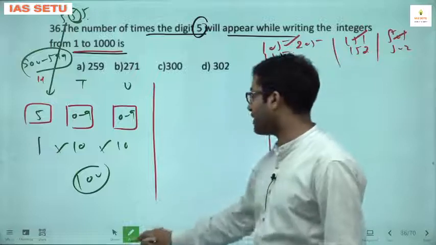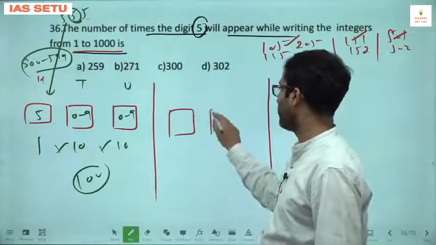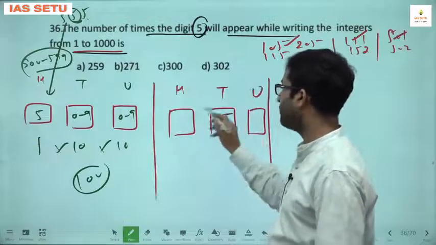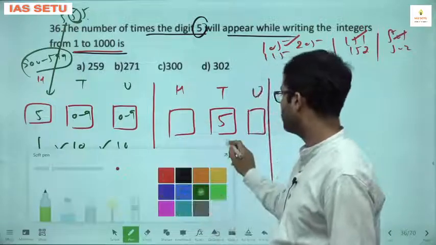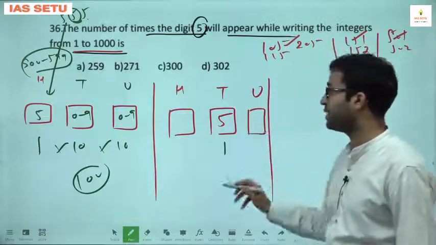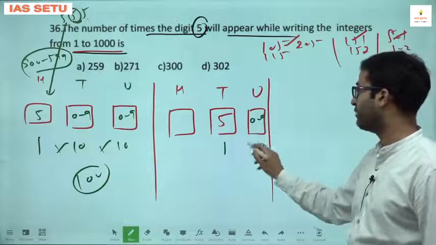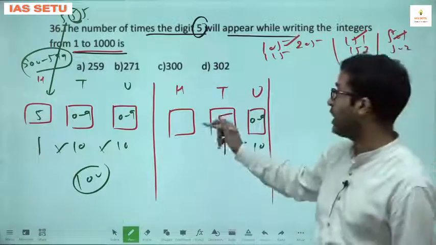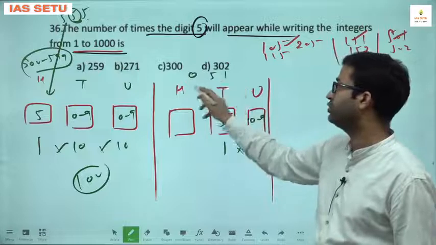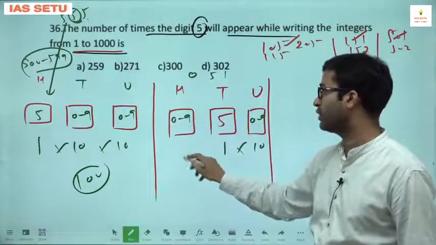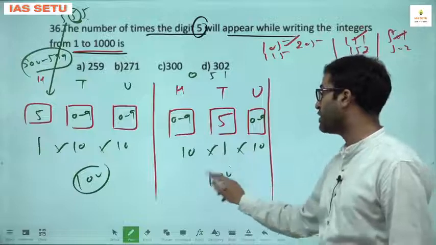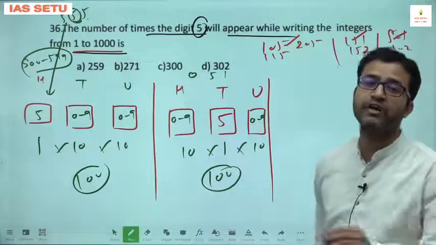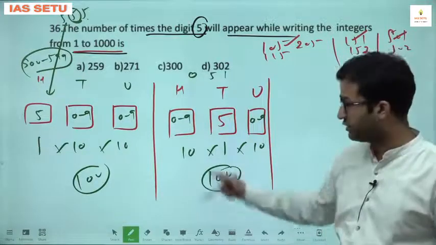The second case is where 5 comes at the 10 place. Here it is 5, fixed. So this can be filled in only one way. Whereas the unit place can be 0 to 9, in 10 different ways. For the 100 place, they say 1 to 1000, so I can use a number like 051, 052. So I can use 0 also, 0 to 9, so it can be filled in 10 different ways. So 100 such numbers are there, because at the 100 place you can put 0. Because 050, 051, 052, 053 also satisfy your question.